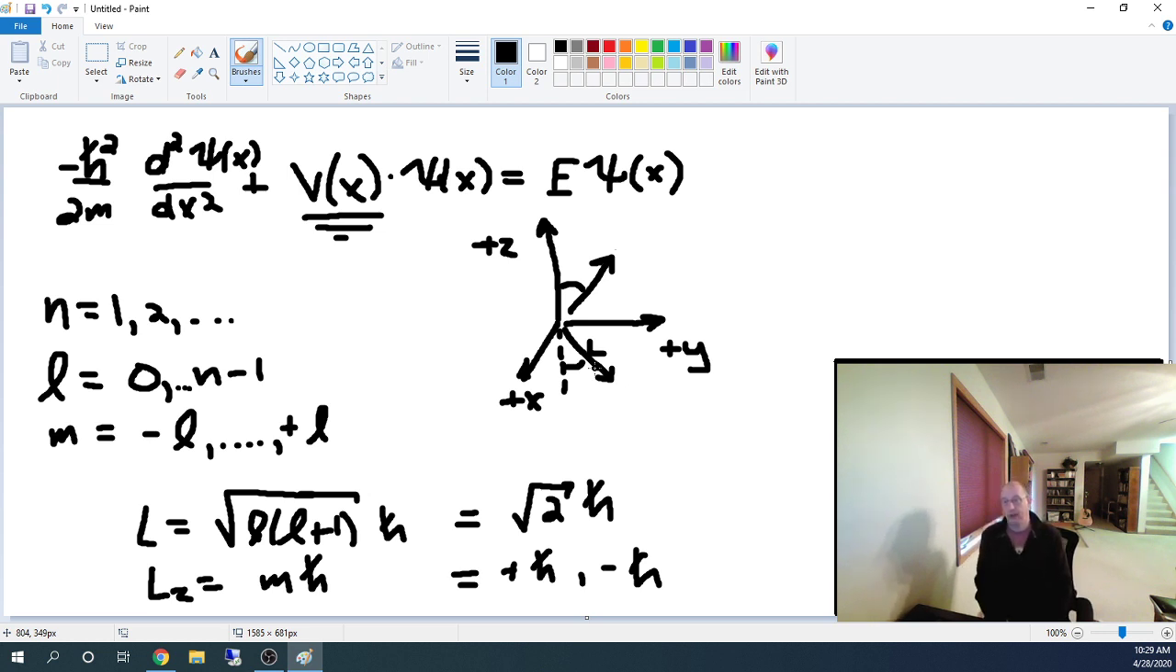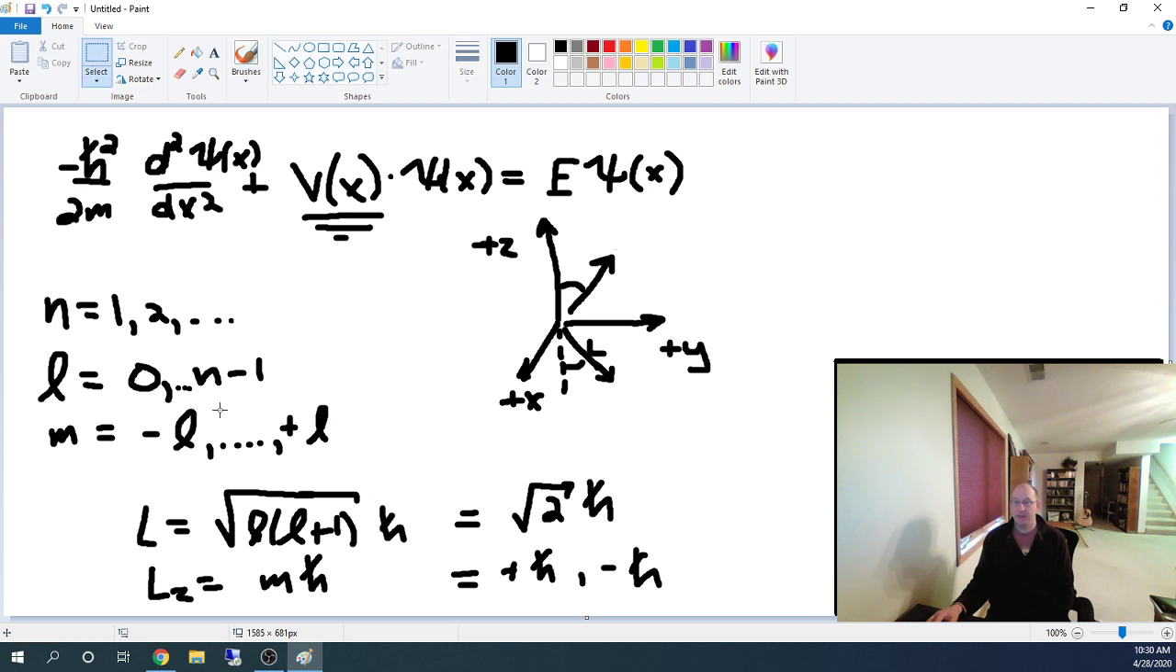And then of course there are different ones as well. If l is equal to 2, then the magnitude would be square root of 6 h bar, and m could be 2, 1, 0, negative 1, or negative 2. So there are different angles that it could have with respect to the z-axis, and so on. So you should know how to produce these angular momentum quantum numbers, and what the values of the angular momentum are for each of the quantum numbers, and the orientation potentially.